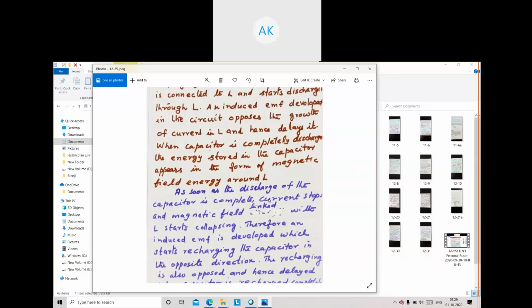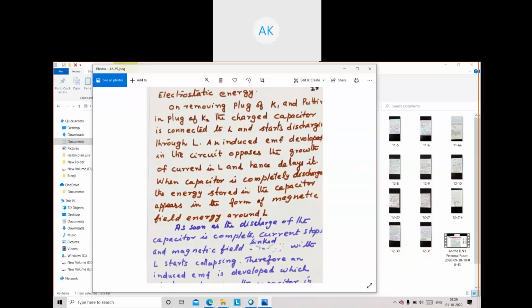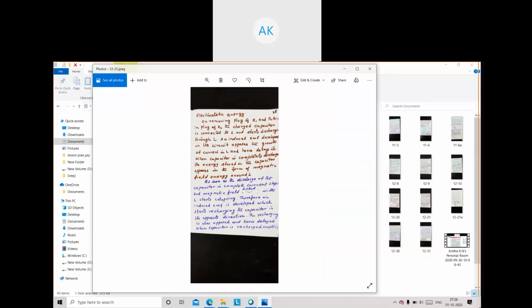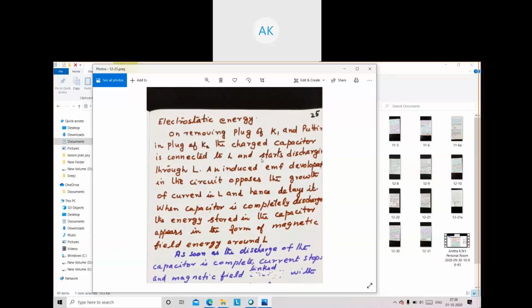Qualitative study is enough for that. You see, first the capacitor is charged fully, and then what happened? On removing the key K1 and putting in plug of the charged capacitor connected to L, it starts discharging through L. An induced EMF is developed in the circuit, opposes the growth of current in L and hence delays it.